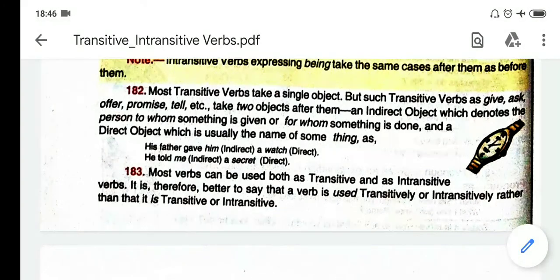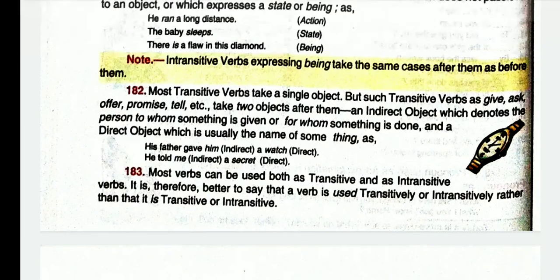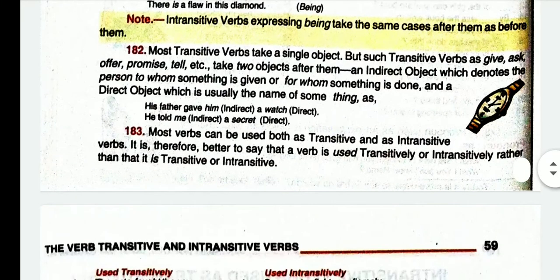Second sentence, he told me a secret. Secret is the direct object and me is the indirect object, right? According to the definition of direct and indirect object.